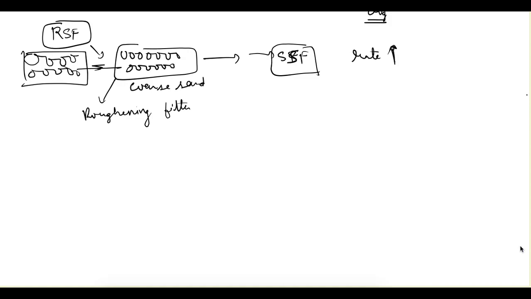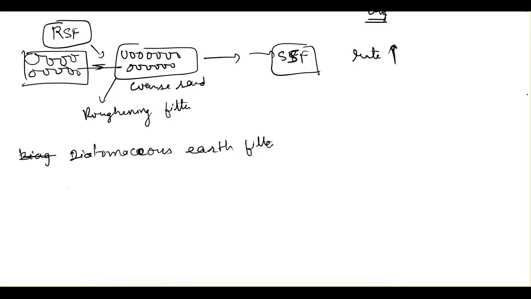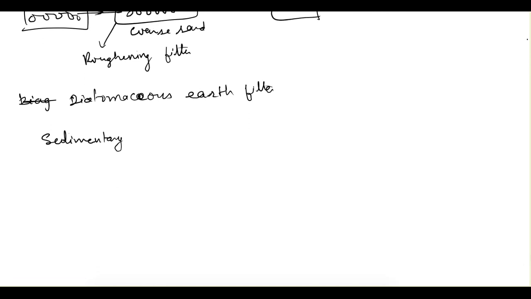One last filter is there, that is the diatomaceous earth filter. We get this diatomaceous earth from a sedimentary rock known as diatomite. This filter is not used for public supply, it is used for smaller purposes, mainly for army purposes.